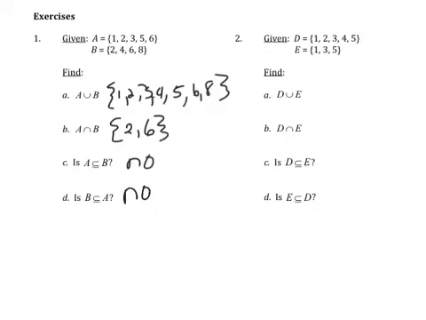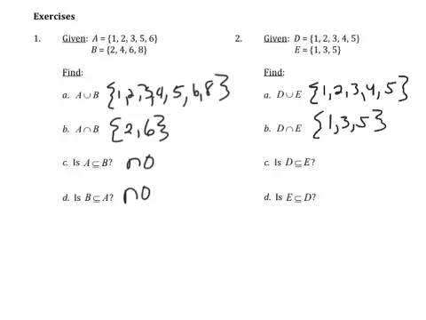All right, let's look at the second example. D is 1, 2, 3, 4, 5. E is 1, 3, 5. D union E, if you look, it's just going to be set D again because everything in E is up here. So D union E is just 1, 2, 3, 4, 5. D intersect E is going to be 1, 3, and 5.